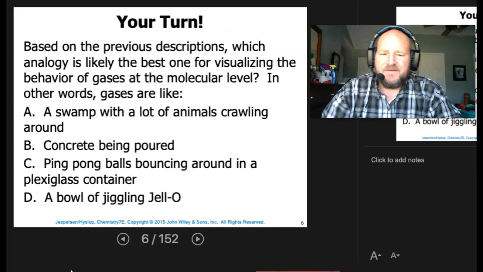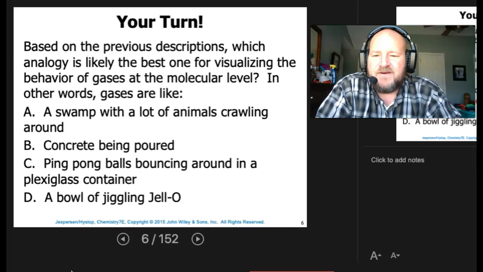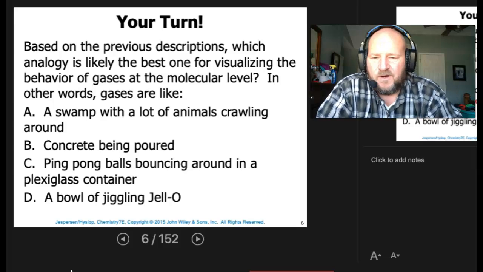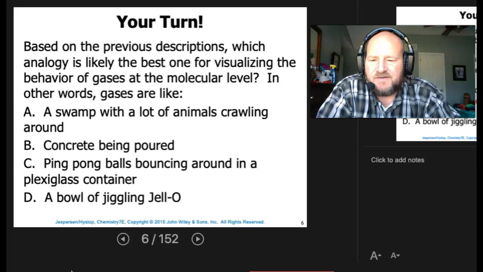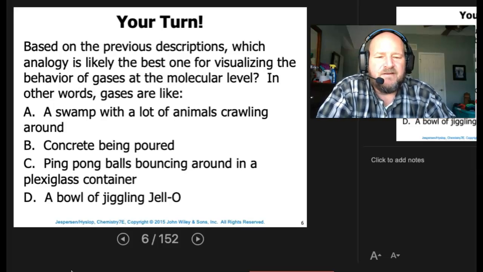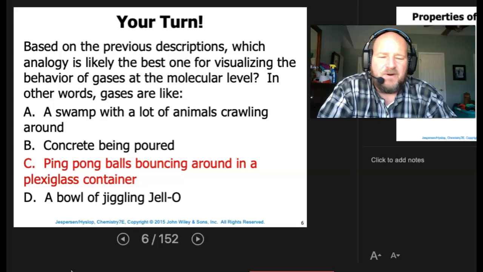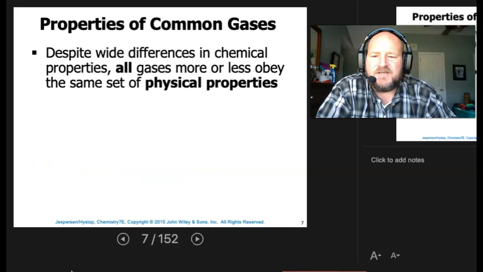Based on the previous descriptions, which analogy is likely the best one for visualizing the behavior of gases at the molecular level? In other words, are gases like a swamp with a lot of animals crawling around, concrete being poured, ping pong balls bouncing around in a plexiglass container, or a bowl of jiggly jello? And hopefully you think it's more like ping pong balls bouncing around in a plexiglass container, because that's a great analogy.